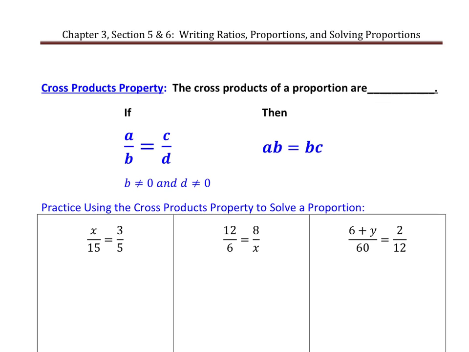Okay, now let's talk about the cross products property. We're going to be using this a lot. The cross products property is something that helps us solve for an unknown that's within a proportion. The cross products of a proportion are equal. That's the main thing. So what does product mean? Products or product is multiplication, or the result of multiplication.